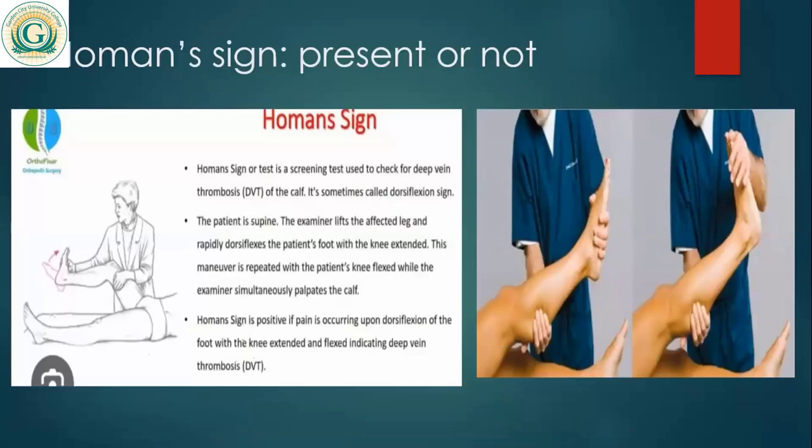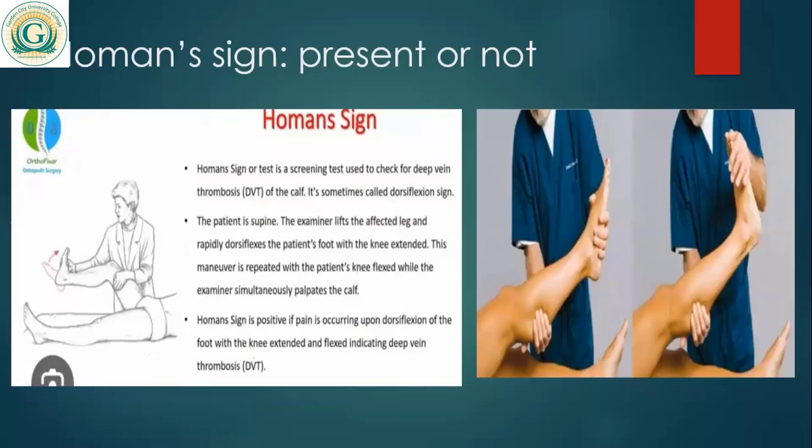Homan sign. You check whether Homan sign is present or not. When we talk of Homan sign, it is a screening test tool used to check for deep vein thrombosis of the calf. It is sometimes called dorsiflexion sign. The patient lies in the supine position and the examiner lifts the affected leg and rapidly dorsiflexes the patient's foot with the knee extended.